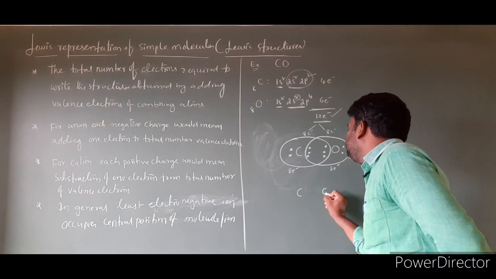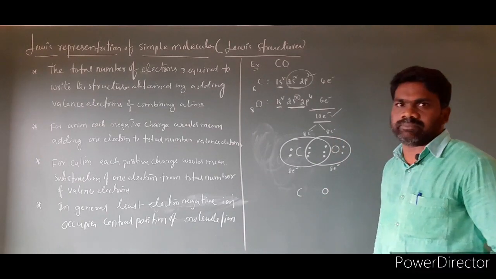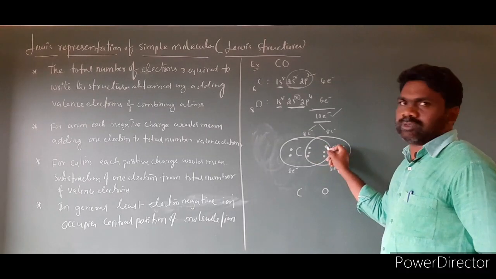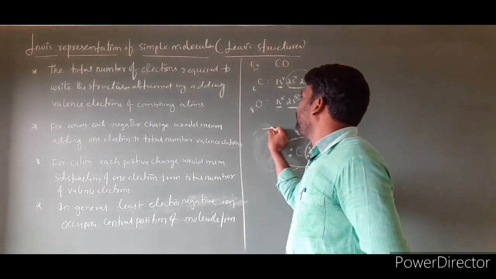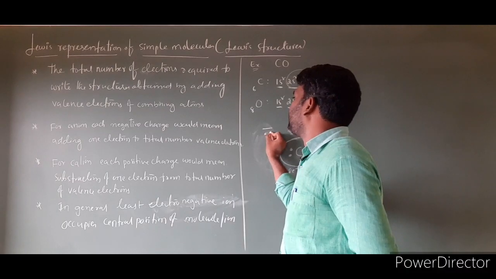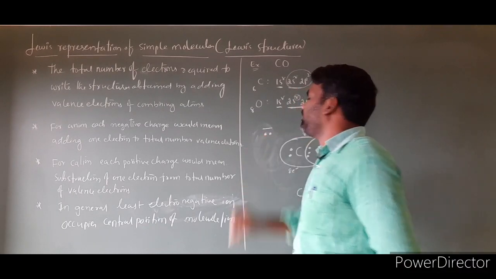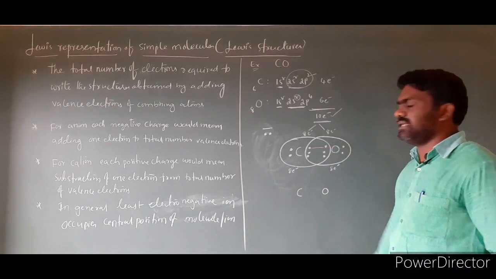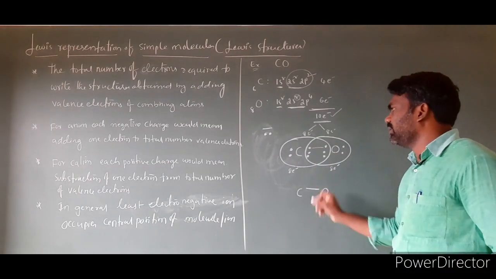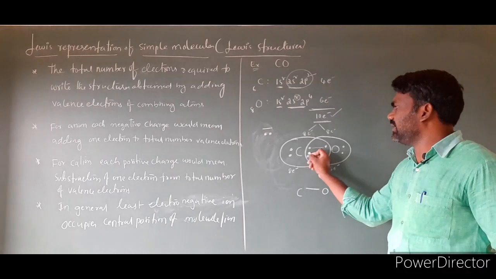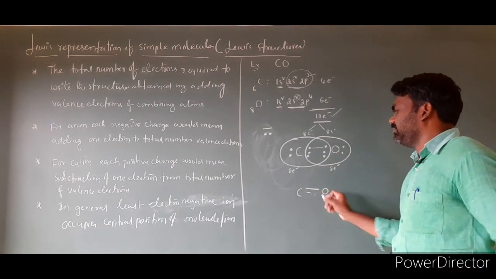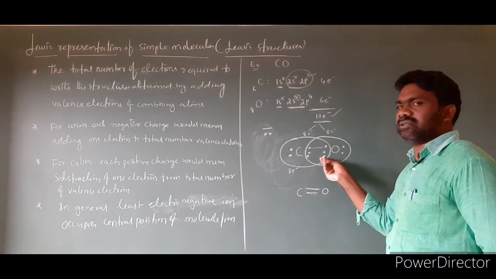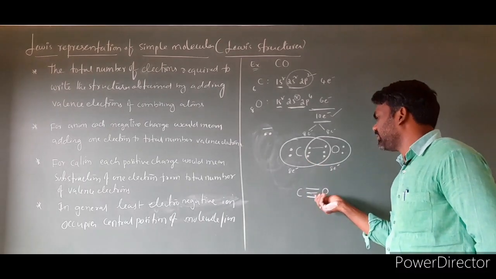Carbon and oxygen, 2 atoms. These 2 electrons make one bond. In previous classes I said one bond contains 2 electrons; one bond is made up of 2 electrons. These 2 electrons make the first bond. The middle 2 electrons I am taking as the second bond. Then these 2 electrons I am taking as the third bond. So there are 3 bonds.